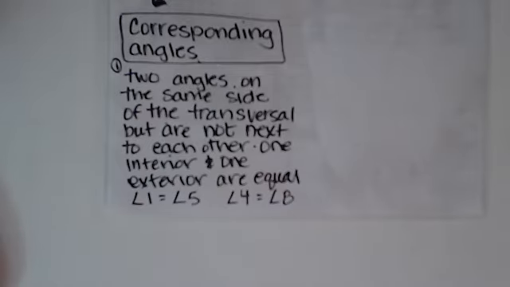One more rule that we can use is corresponding angles. Two angles on the same side of the transversal that are not next to each other, one being interior and one being exterior, are equal.